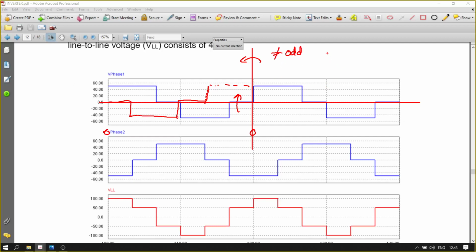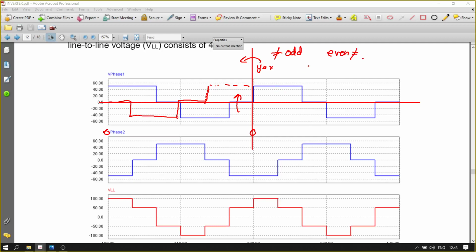What about even? If the waveform is even, it is enough for you to reflect with respect to y-axis, and you get the same waveform, the original waveform. So obviously, if you reflect with respect to y-axis, you won't get that original waveform. So therefore, this is also not an even waveform.